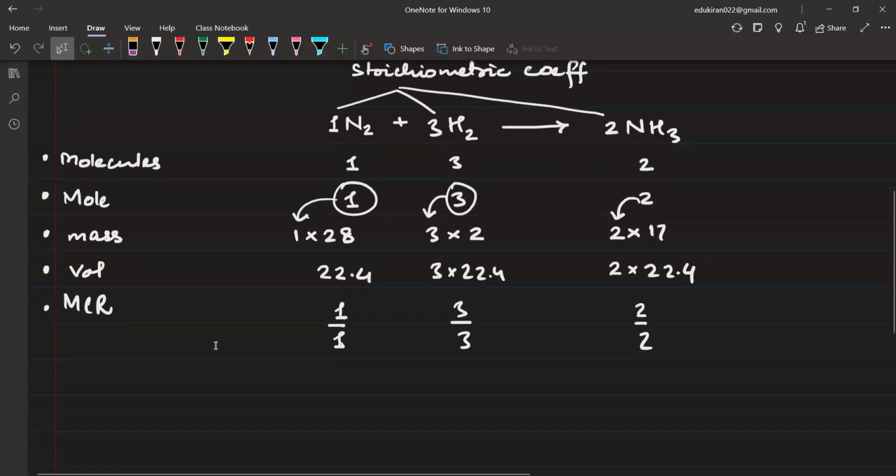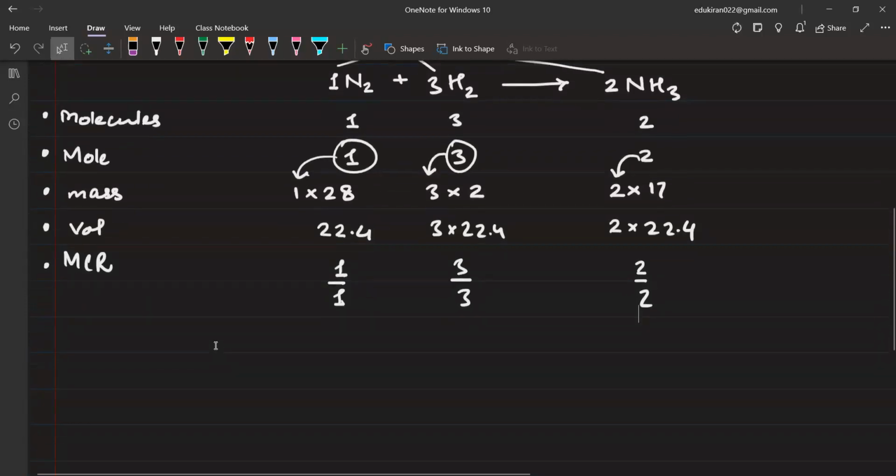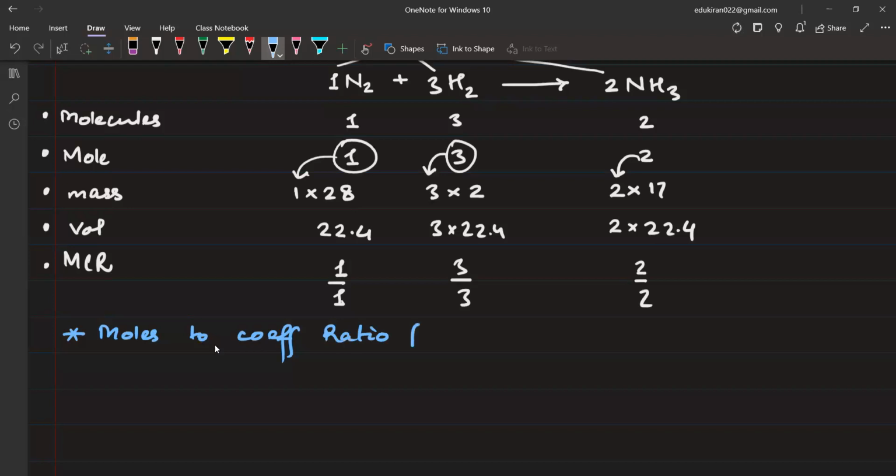Now, this is an example of N2. Now I will write regarding a general reaction. Please write moles to coefficient ratio. This is the main important topic that we have to use. Moles to coefficient ratio, MCR.